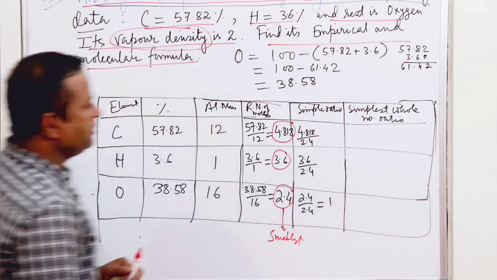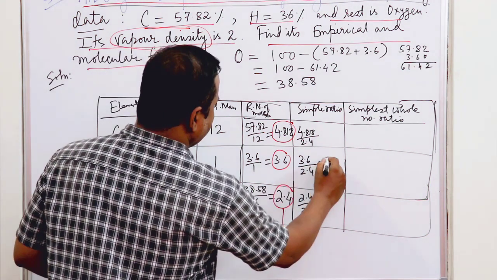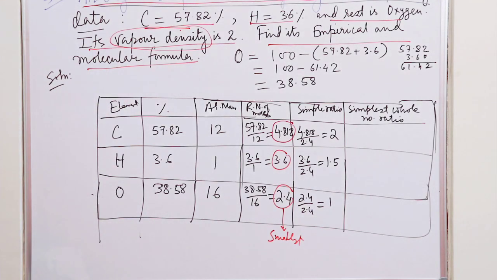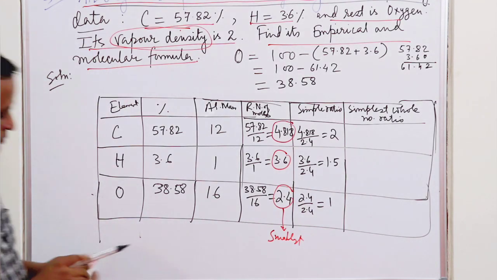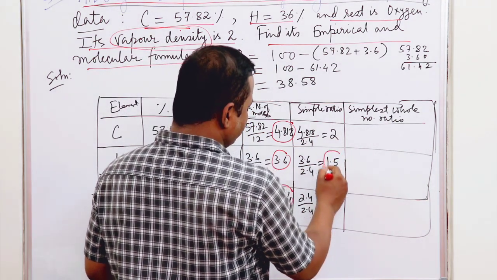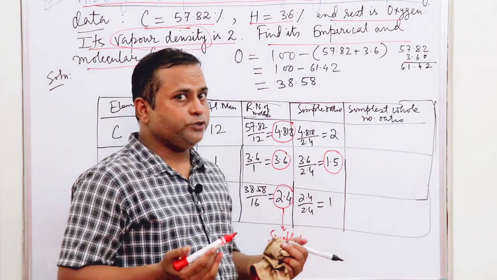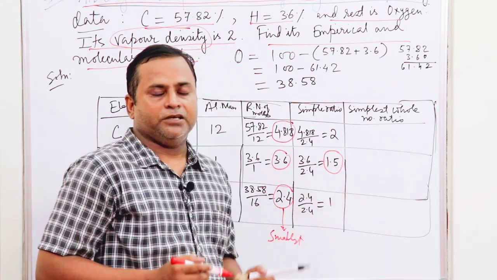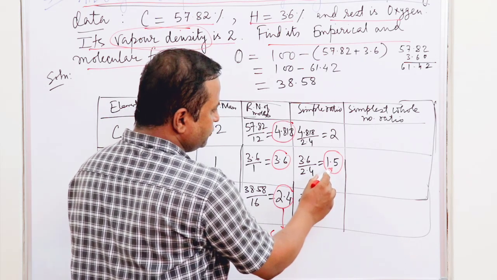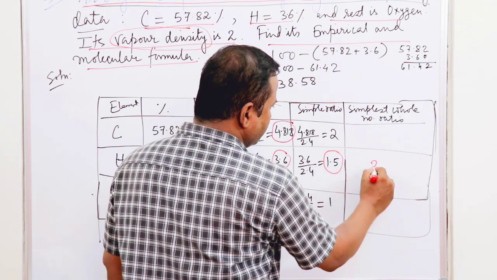This comes out to be 1. When we divide 3.6 by 2.4, it comes out to be 1.5, and this comes out to be 2. Now one problem has arisen. Just now in the last example I had told you, this is a fraction. We have to change this into a whole number ratio. How do we do it? We multiply it by such a number that it changes to a whole number. If we multiply this by 2, then 1.5 into 2 becomes 3.